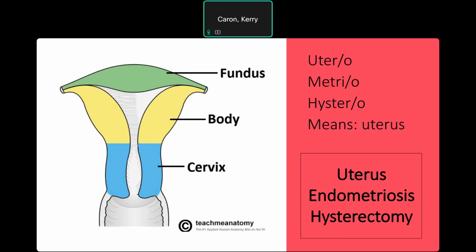There are 3 word roots meaning the same thing, all 3 meaning uterus. You have utero, metrio, and hystero, all mean uterus. So endometriosis literally means abnormal condition of the inside of the uterus. Hysterectomy means removal of the uterus.